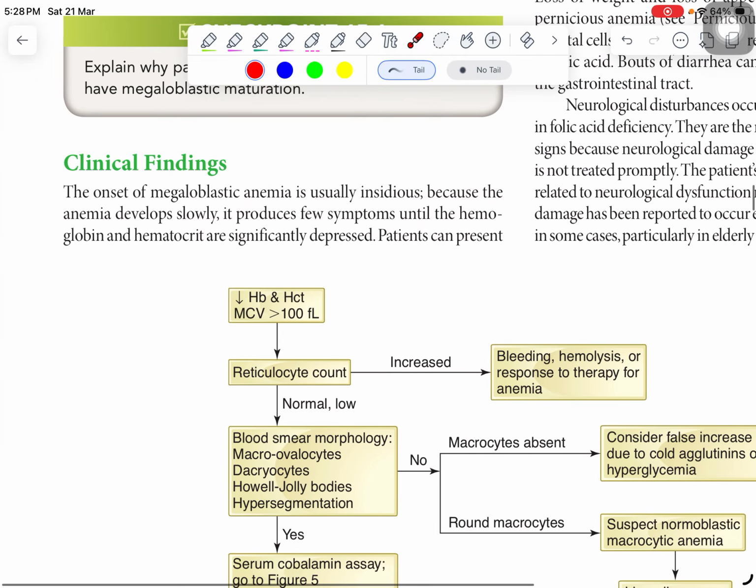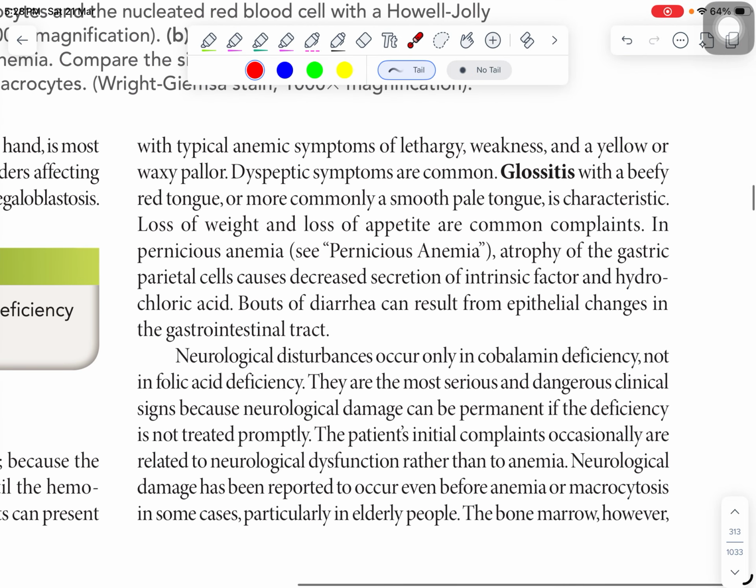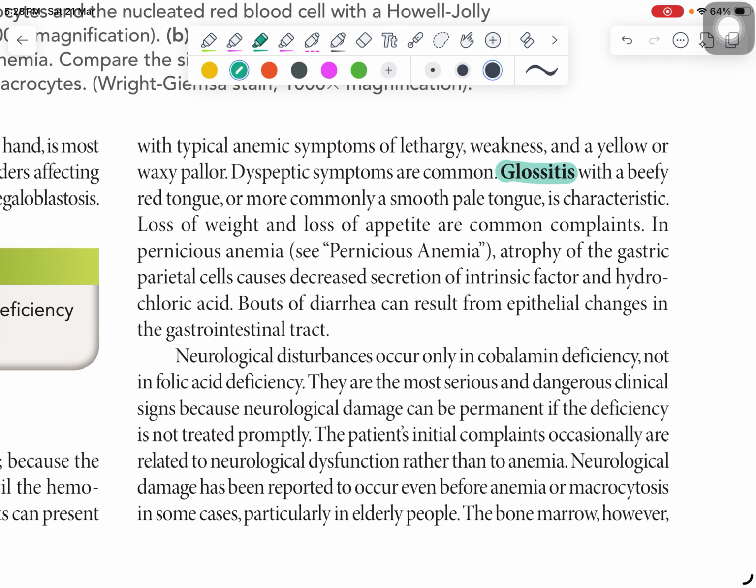The onset of megaloblastic anemia is usually insidious because the anemia develops slowly. It produces few symptoms until the hemoglobin and hematocrit are significantly depressed. Patients can present with typical anemia symptoms of lethargy, weakness, yellow or waxy pallor. Dyspeptic symptoms are common. Glossitis with a beefy red tongue, or more commonly a smooth pale tongue, is characteristic.